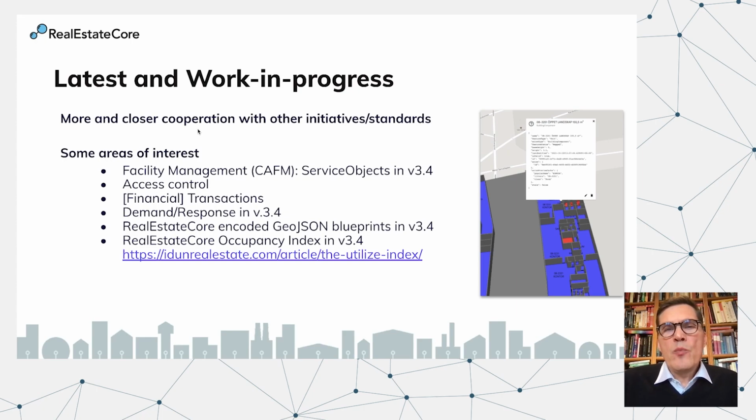So here we have been working quite close to actually add RealEstateCore encoding into GeoJSON, and of course that is straightforward, but that we actually can have a recipe for how do you add RealEstateCore encoding into a GeoJSON object. Also hopefully will arrive in 3.4.